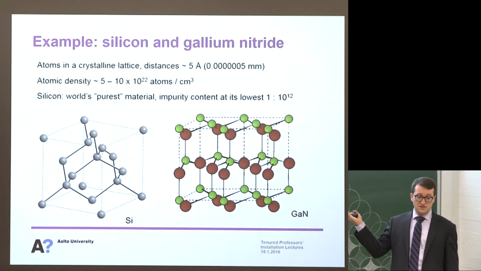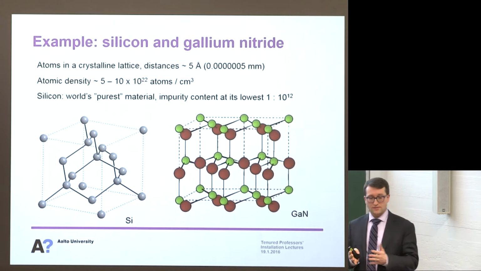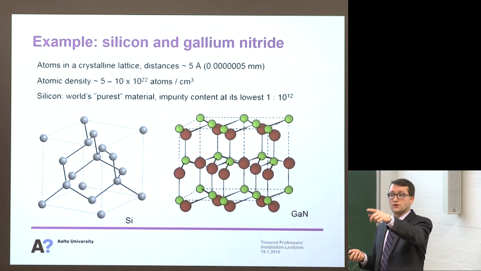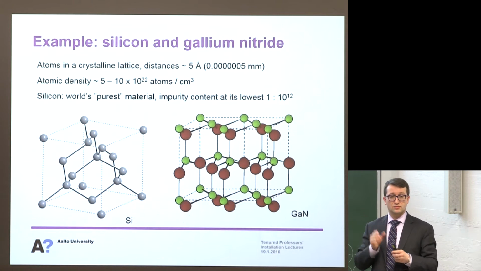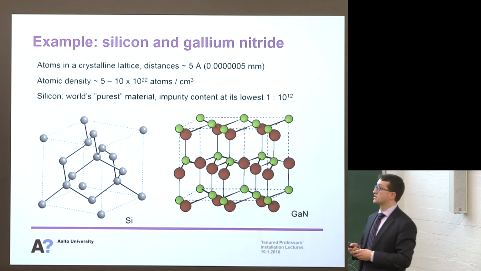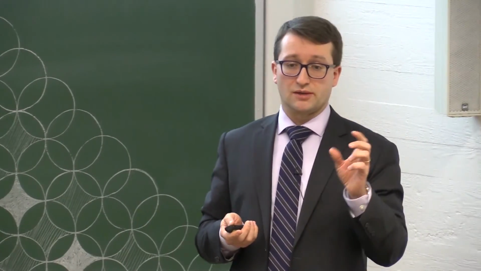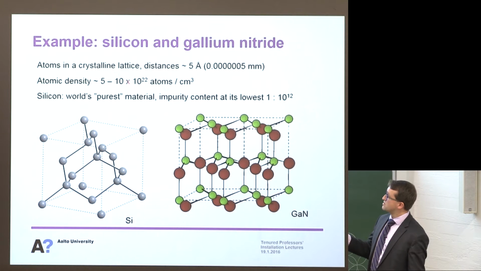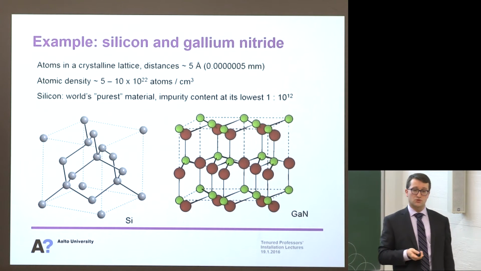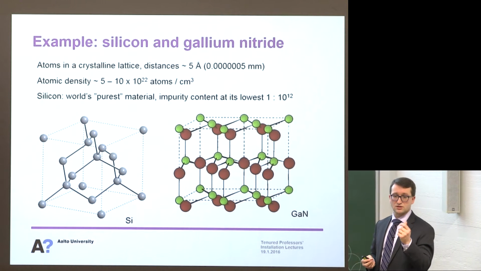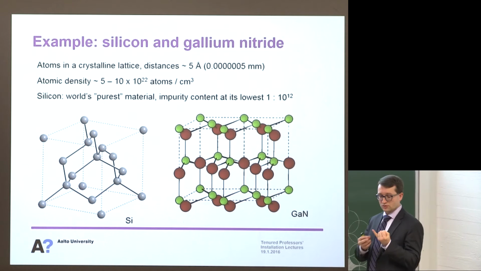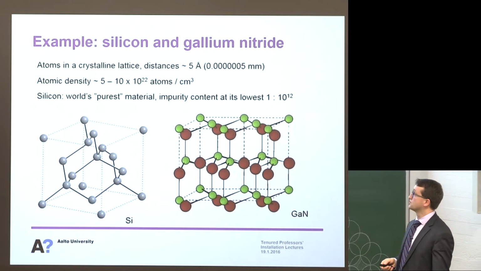So atoms in these materials, for example silicon or gallium nitride, are in this sort of periodic structure. They are nicely packed into a very ordered crystalline lattice, with the interatomic distances being about 5 times the size of the atoms themselves, roughly speaking. So the scale is correct, just blown up a bit. Just to tell you the density of these things, you have about 10 to the 23 atoms per cubic centimeter. A cubic centimeter is the size of the end of your little finger, if you have big fingers.